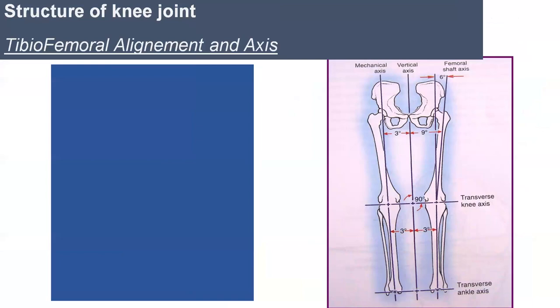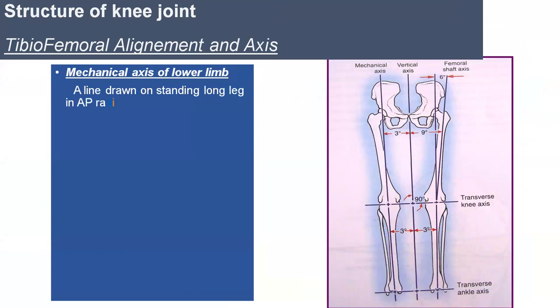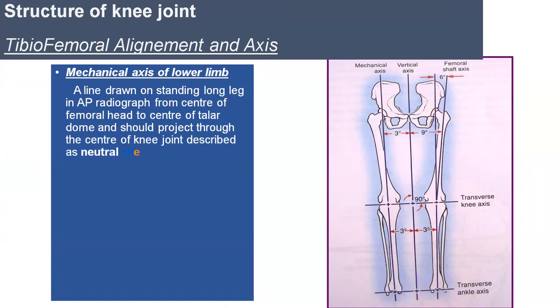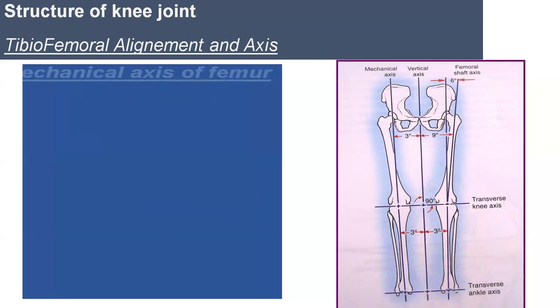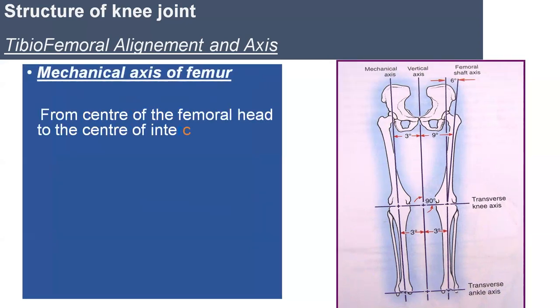So coming to the tibiofemoral alignment and axis, the mechanical axis of the lower limb is a line drawn on a long leg AP radiograph from the center of the femoral head to the center of the knee joint to the talar dome. It should project through the center of the knee joint, describing a neutral mechanical axis. When it is on the lateral side, it will be valgus, and when it is on the medial side, it will be varus. The mechanical axis of the femur is from the center of the femoral head to the intercondylar notch.